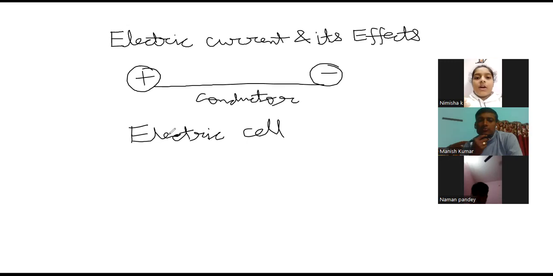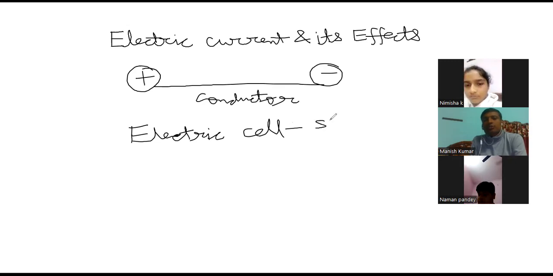Electric cell is a device which is used to obtain electricity and it is safe to perform science experiments. Okay, is there any difference between electric cell and a battery? Battery is always used in pairs whereas cell is always used as a single. Okay, electric cell is used in single.